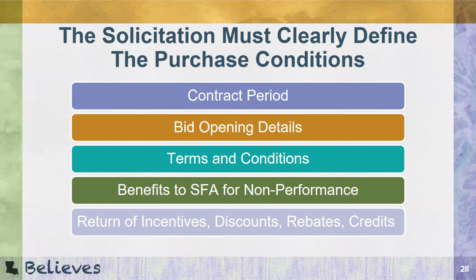The solicitation has to clearly define the purchase conditions. It has to describe the contract period, the date, time, and location of the bid opening, and how the vendor will be informed of the bid results. It also needs the terms and conditions that each bidder must fulfill to be evaluated, and what the benefits to the SFA are if the contractor does not perform as contracted. And there must be a statement regarding return of purchase incentives, discounts, rebates, and credits back to the child nutrition program.